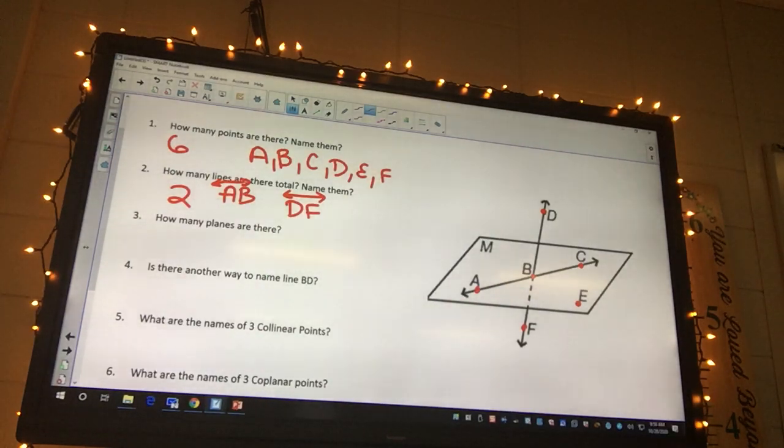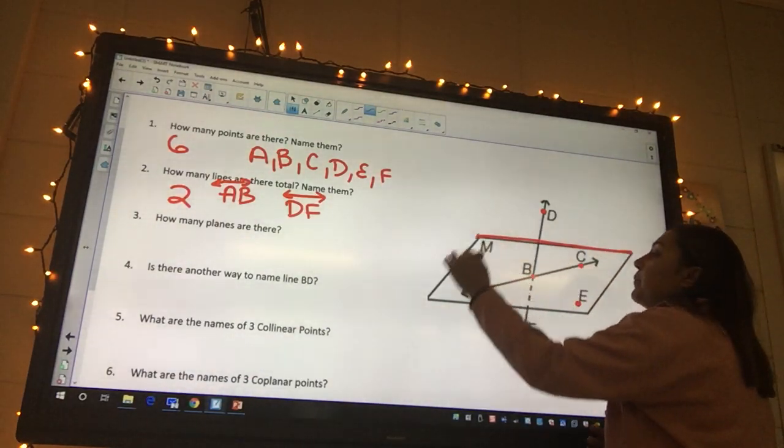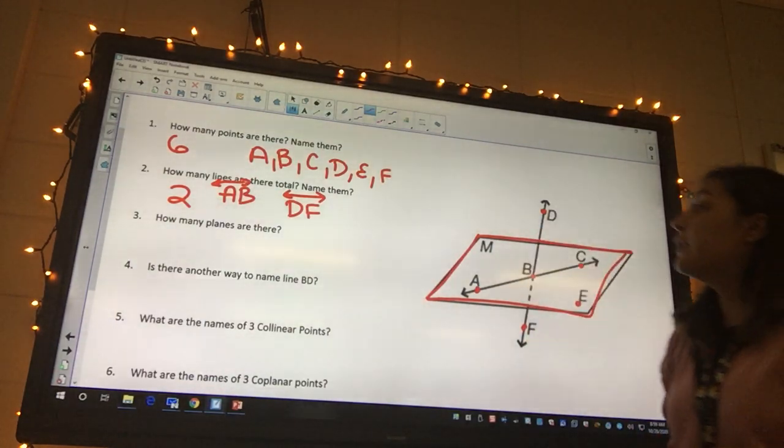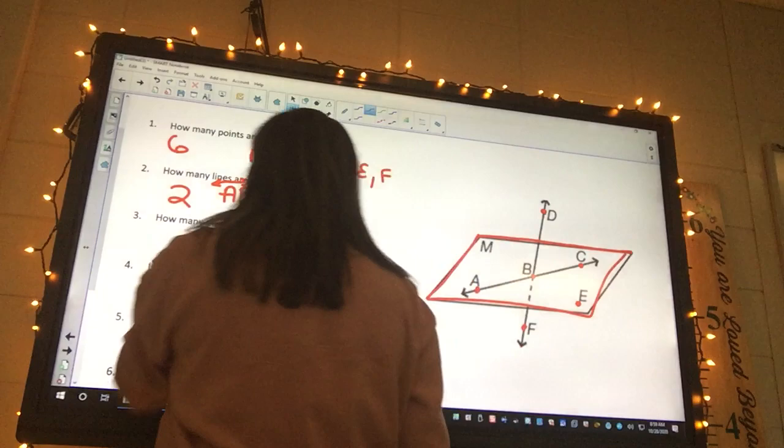Okay, how many planes are there? 1. Yeah, there's only one plane. So the plane is this square right here. And really what a plane is, it's a piece of paper. This is the plane, and it has one line that is on top of it, and one that's poking through the plane. It's a pencil. If I stab this pencil through, there's part of it sticking out, which is this F part, and then there's part of it hanging up. So there's one plane.